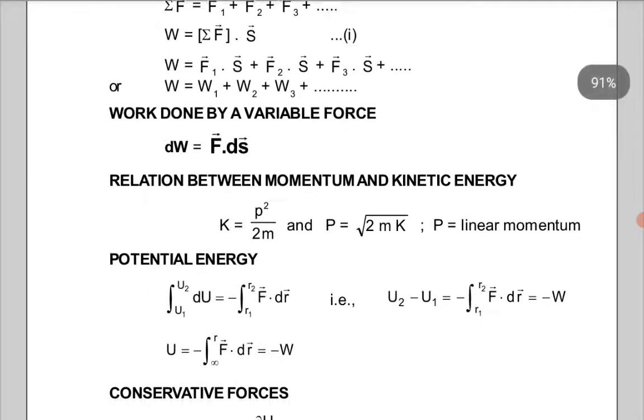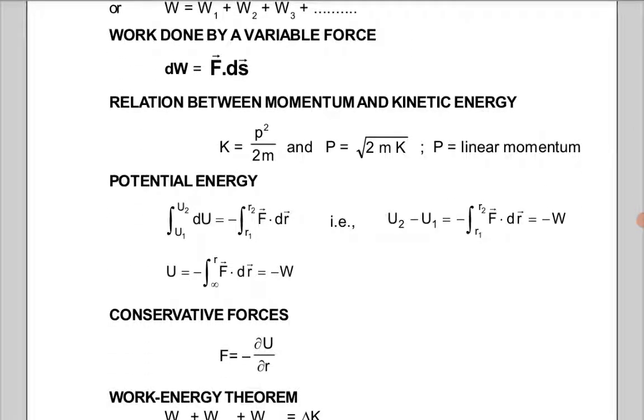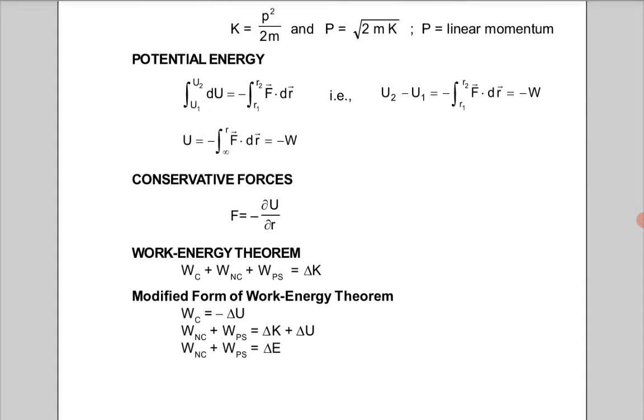Potential energy. Integration from U1 to U2 of dU equals minus integration from r1 to r2 of F dr. That is U2 minus U1 equals minus integration from r1 to r2 of F dot dr, that is equals minus work done. And U equals integration from infinity to r of F dot dr, that is equals minus work done. Conservative forces, F equals minus dU upon dr.